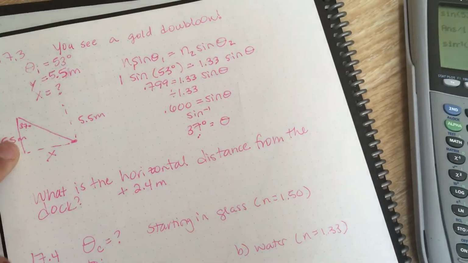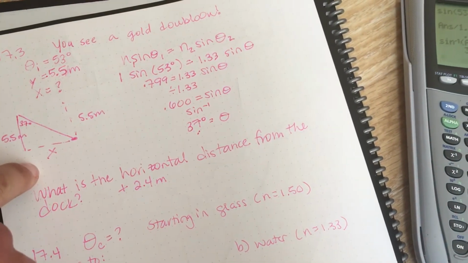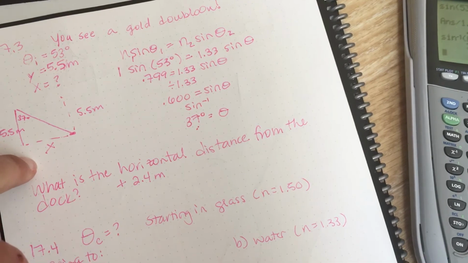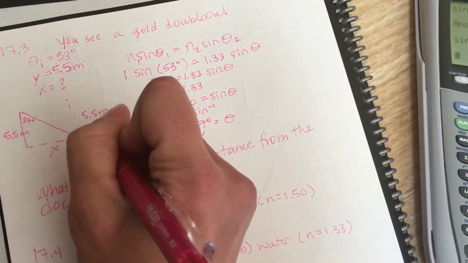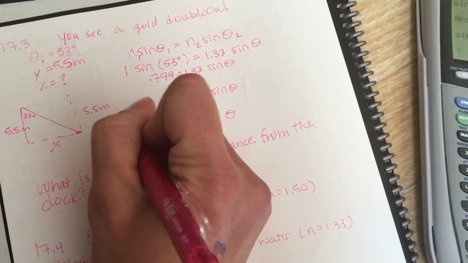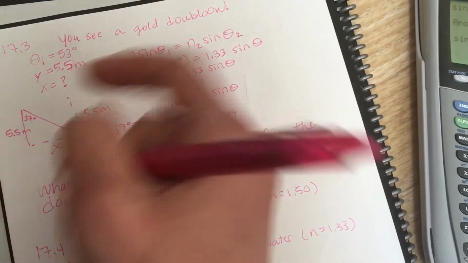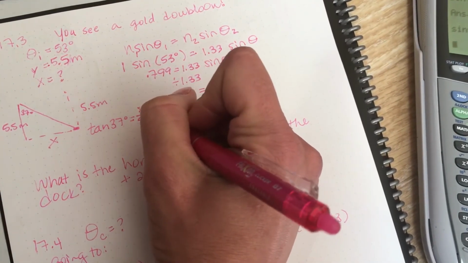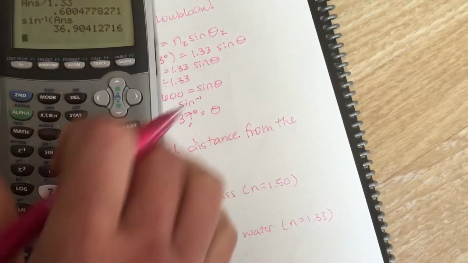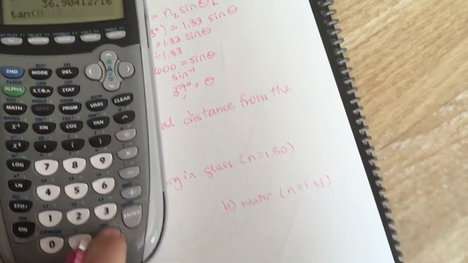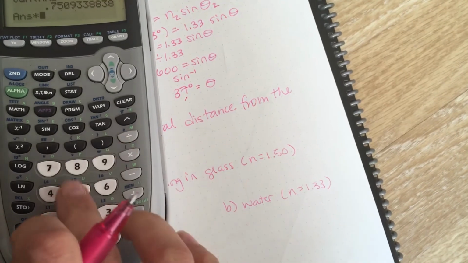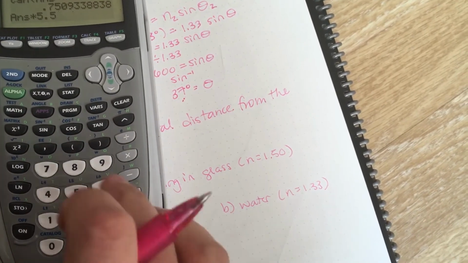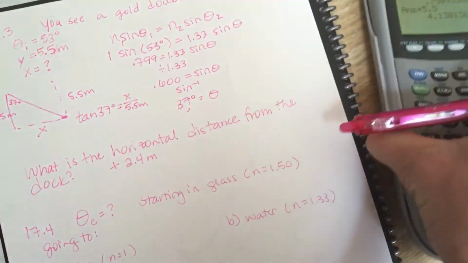If we know the adjacent side, we'd like to know the opposite side. Hopefully we're thinking about the relationship of tangent. So tangent of 37 degrees equals opposite, the x value we'd like to know, over the adjacent side, 5.5 meters. We go into our calculator and do the tangent of our answer, and then multiply it by 5.5. That gives us 4.13.